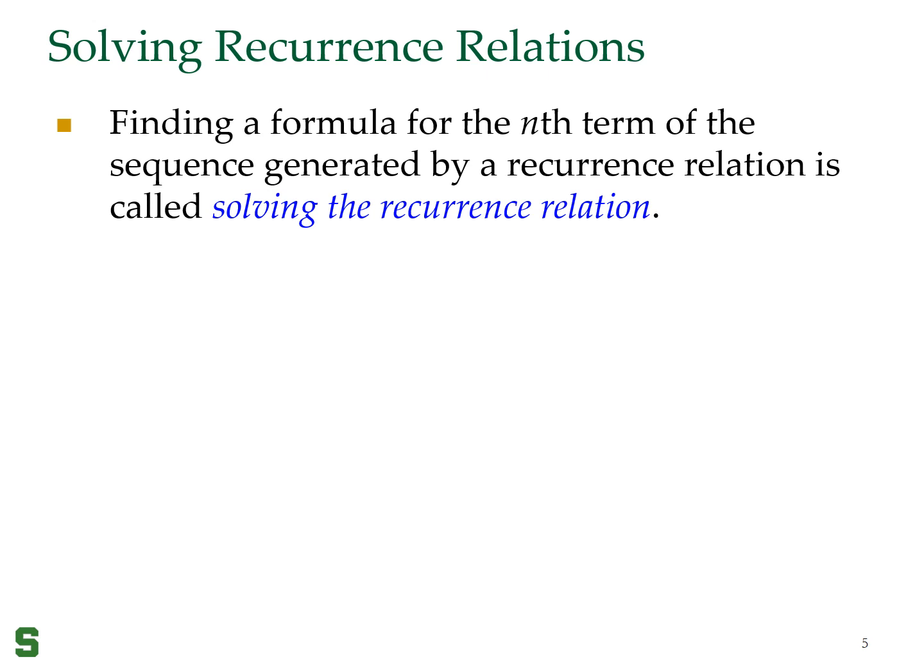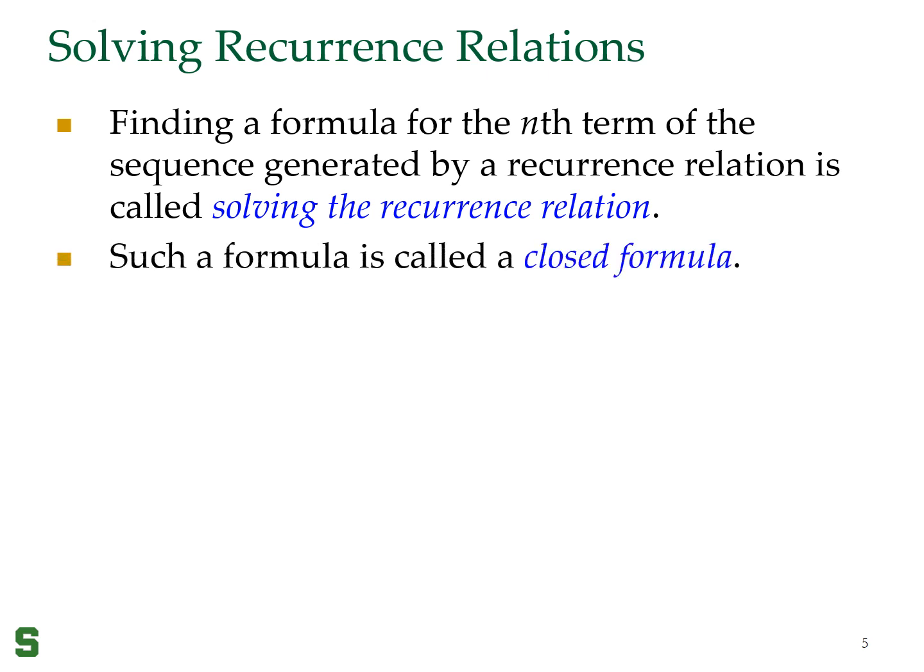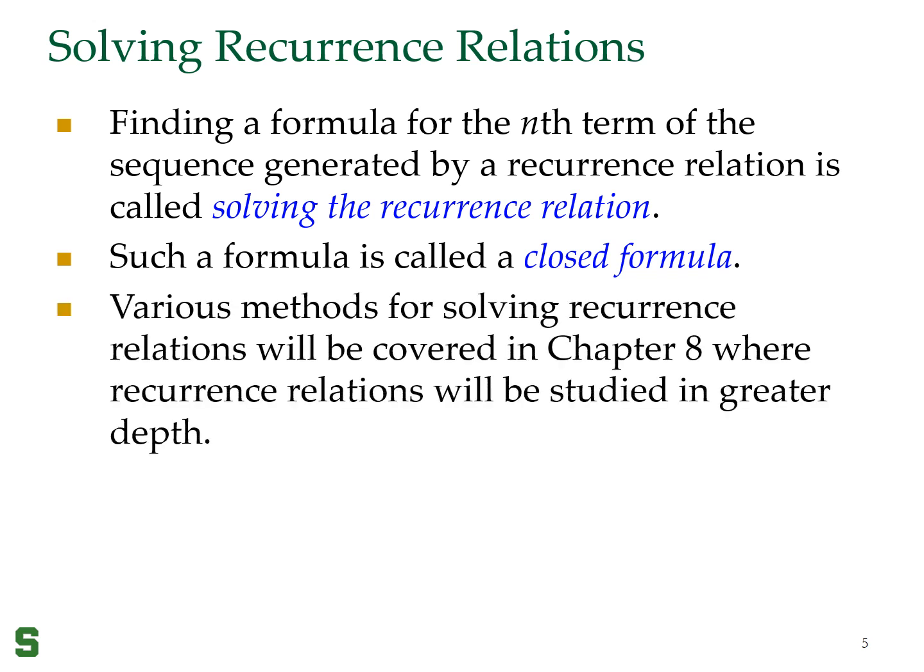So solving a recurrence relation is finding a formula for the nth term in the sequence generated by that recurrence relation. If I wanted to find the nth term using the recurrence relation itself, I would need to know the n minus 1th term, the n minus 2nd term, and so on. A solution, on the other hand, will simply allow me to plug in the value of n rather than having to find all previous values. Such a formula is what we call a closed formula.